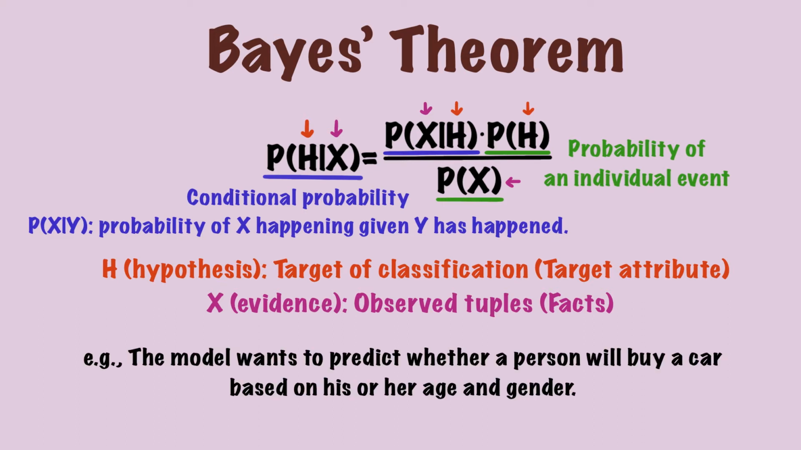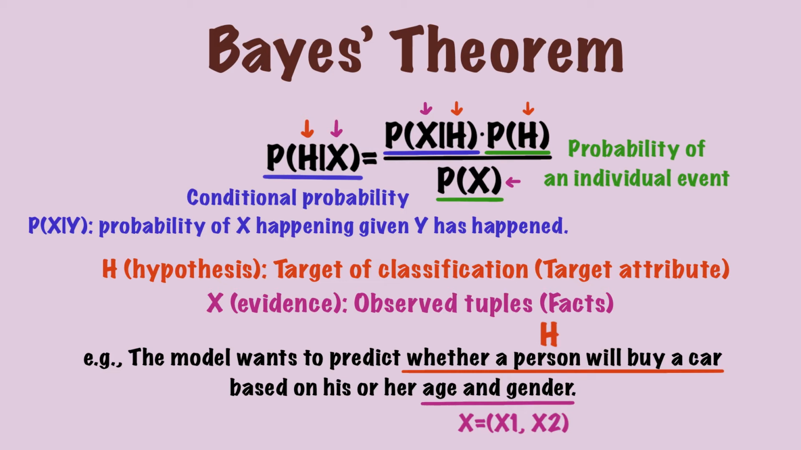For example, the model wants to predict whether a person will buy a car based on his or her age and gender. In this case, whether a person will buy a car is our hypothesis, and there are two possible outcomes, yes and no. Further, the age and gender are the evidence. Since we have two attributes here, X can be expanded to the vector x1 and x2.